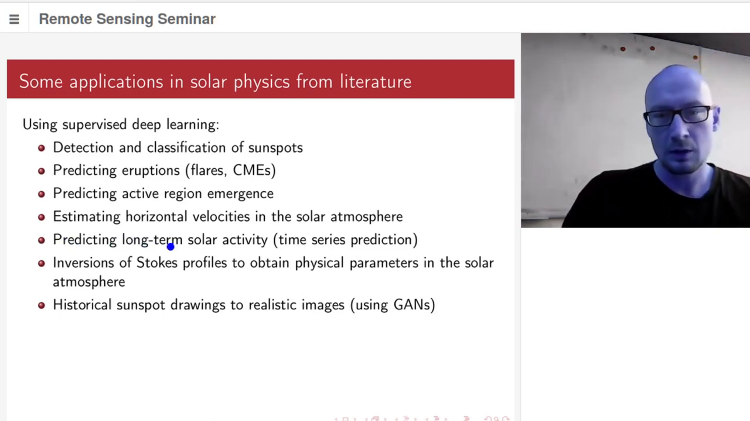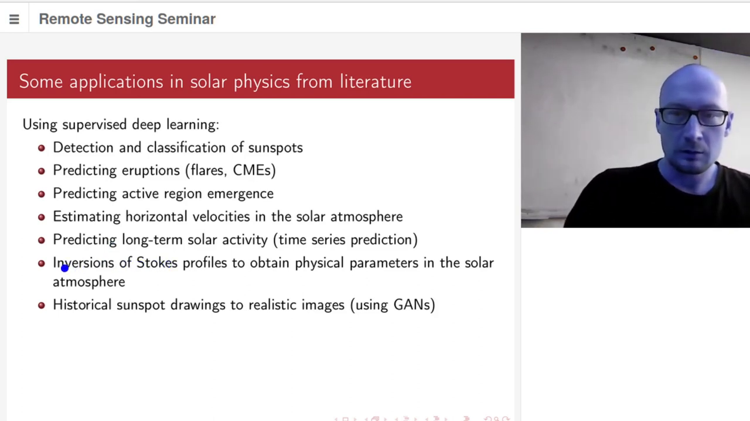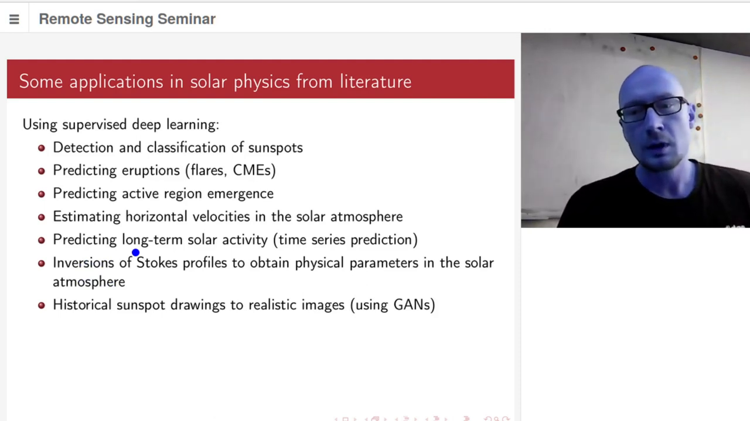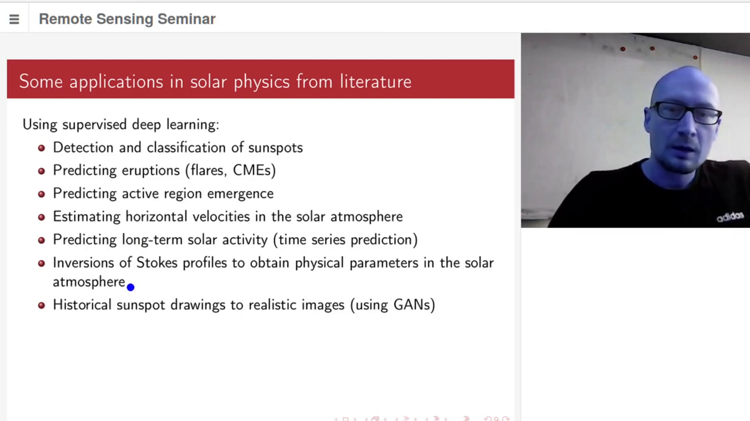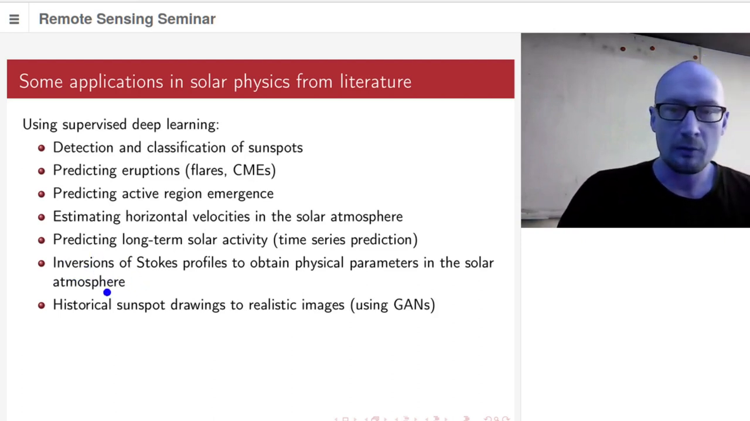So one of them is, of course, predicting the long-term solar activity, like how active is the next cycle and so forth. So this kind of time series prediction based on sunspot number data. Then people are interested in inversions of Stokes profiles to obtain physical parameters in the solar atmosphere. So there are different available tools for doing that. But if you have done it once with these tools, then you can always apply deep learning again to try to boost the performance. So people have also tried it out.